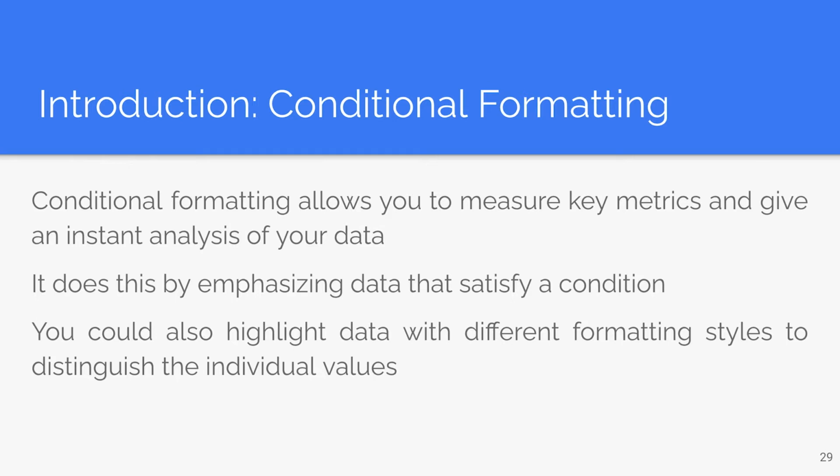You could also highlight data with different formatting styles to distinguish the individual values. For example, you could set a color scale to show specific colors depending on the rating value in a cell, with say, red representing the lowest and green for the highest. With this implemented, a viewer can tell from a glance how each product is doing without even looking closely at the rating values.